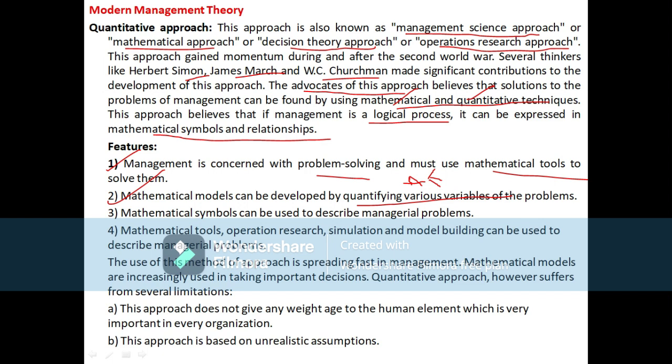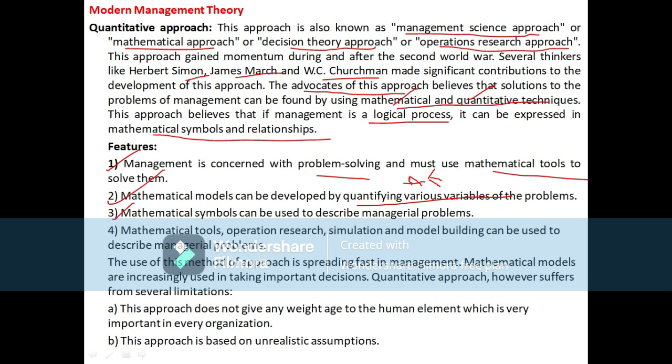So you have to quantify these variables and try to resolve these variables to get a solution for this problem. Mathematical models can be developed by quantifying, by measuring various variables of the problem. They will find out the alternative sources in order to resolve those problems. How many variables are there to resolve those problems? That can be done with mathematical tools or models.